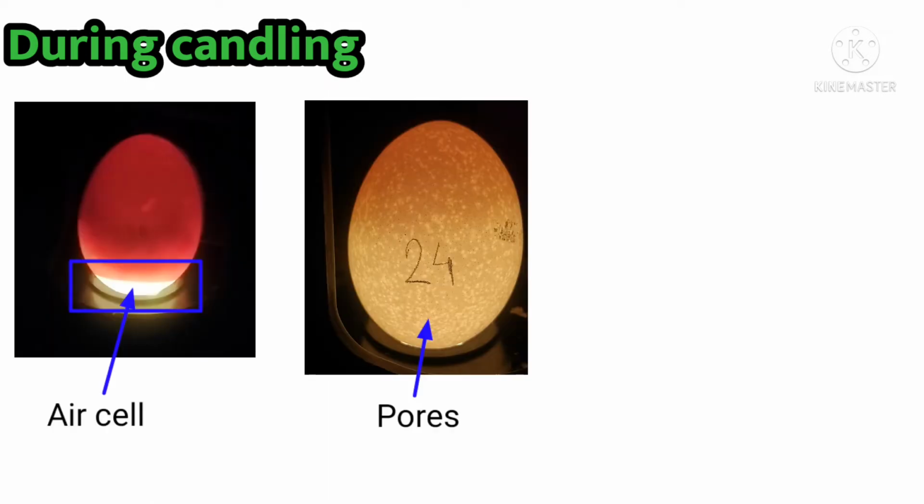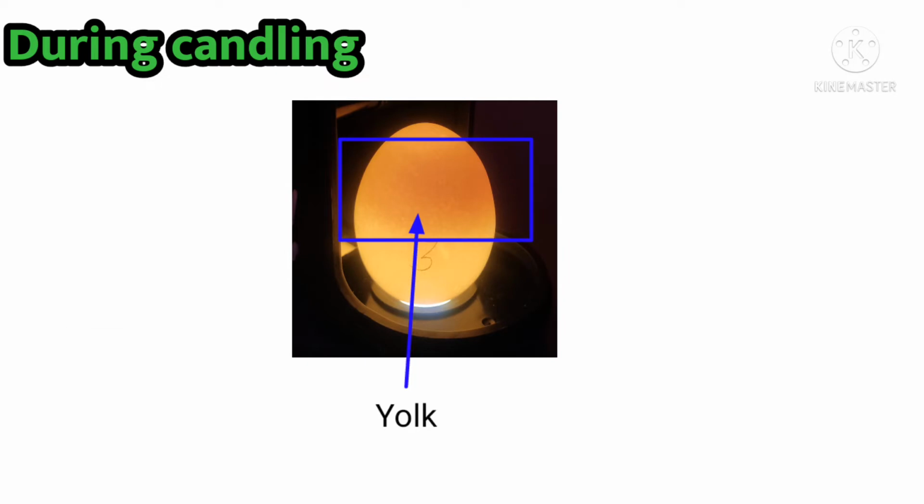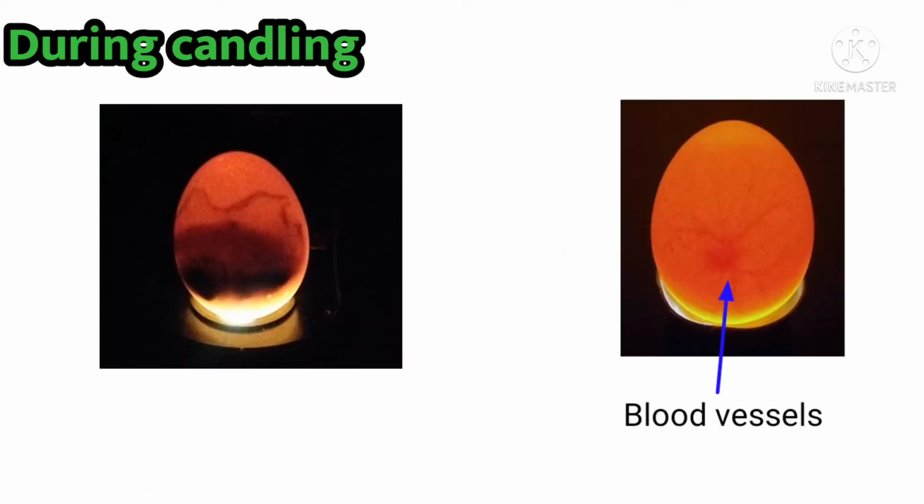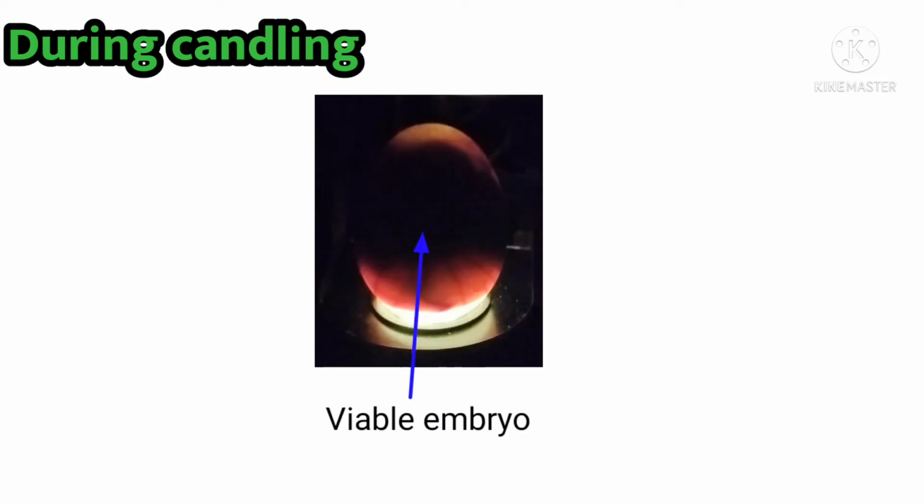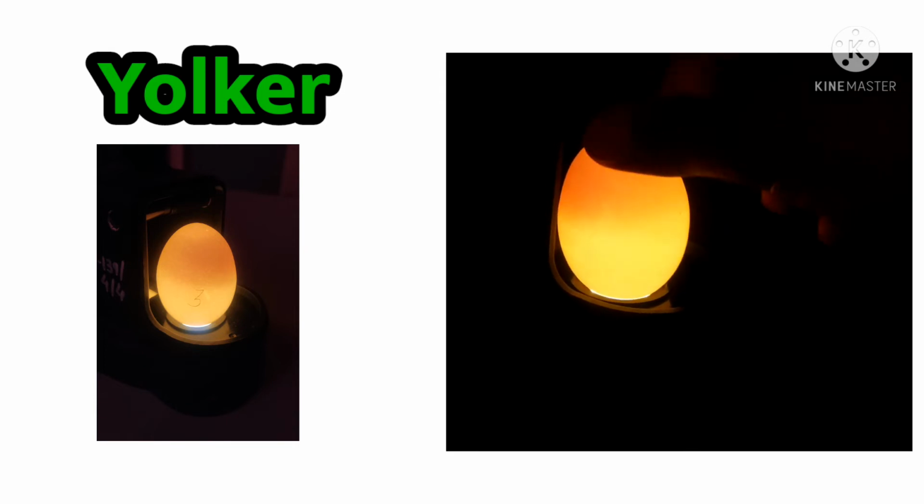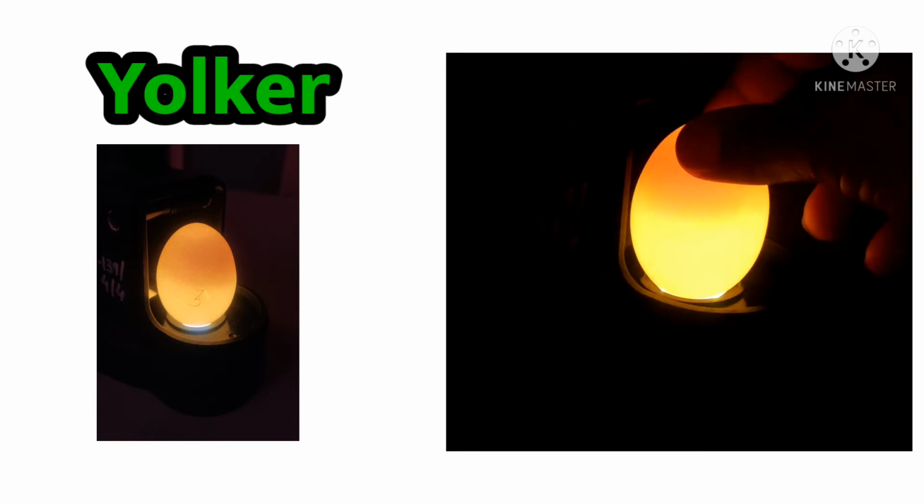When you candle the eggs, you may see the air sac, then pores in the shell. You can also see the yolk. You can also see blood vessels or a thin red ring around the yolk. And if the egg has been in the incubator for a week or more, you may see the embryo moving inside the egg. In case of a yorker, the inside of the egg looks fairly clear with no visible dark spots, blood vessels, or blood rings.